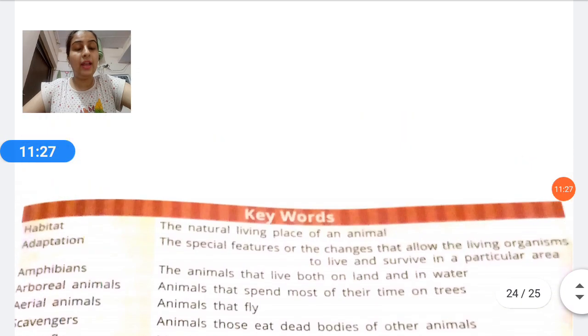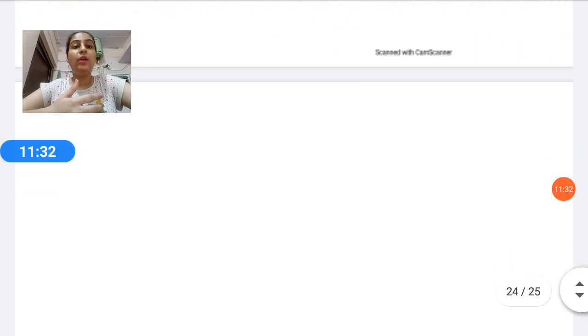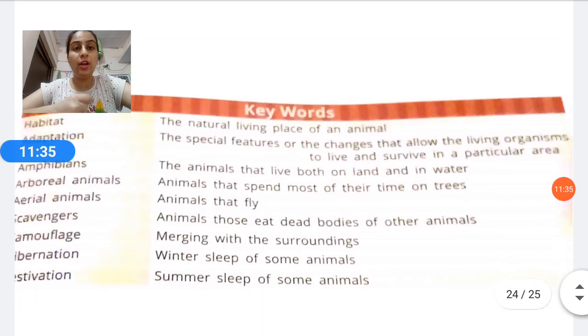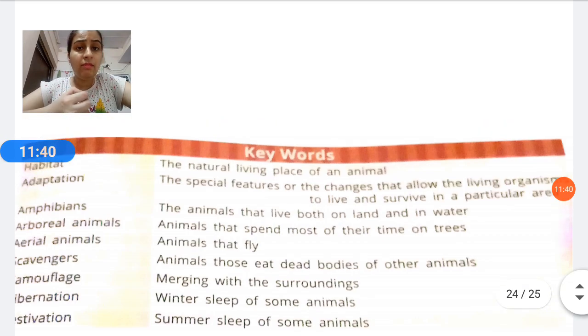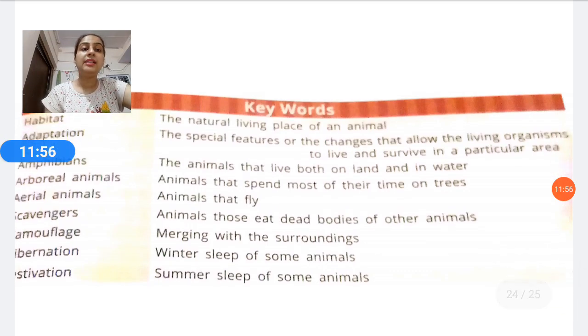Yes? Okay. So with this, our chapter 4 is being completed. Now we are going to discuss the keywords. Keywords you have to write in your notebook. Habitat, the natural living place of an animal. Adaptation, the special features or changes that allow living organisms to live and survive in a particular area. Amphibians, we have already discussed, the animals that live on land and in water. Arboreal, the animals that spend most of their time on trees. Example, monkey. Aerial, animals that can fly like bats.